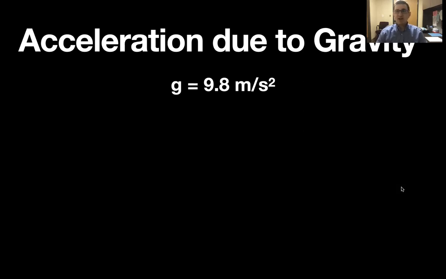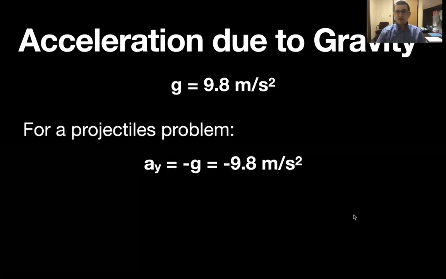And because it's not universal to say that the down direction is negative, it depends on the problem, you get to determine which direction you want to be positive and negative. So for our purposes, in a free fall problem, if we say that the downward direction is negative, then the acceleration in the y direction is going to be negative little g, which is negative times the accepted value for the acceleration due to gravity. It's going to be negative 9.8 meters per second squared.